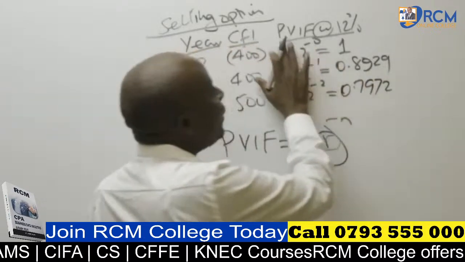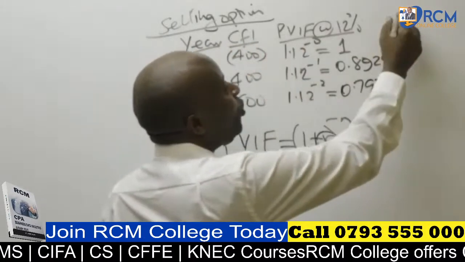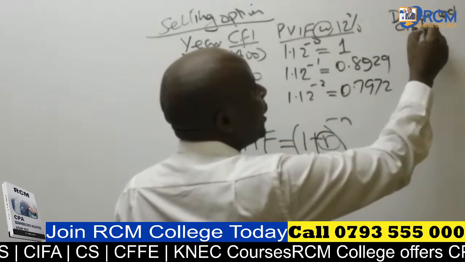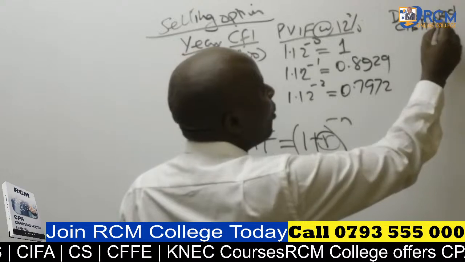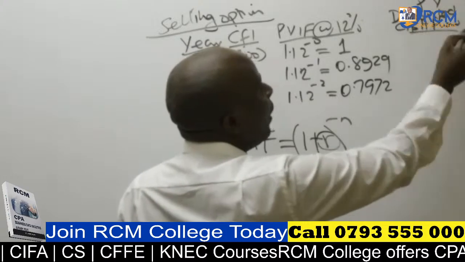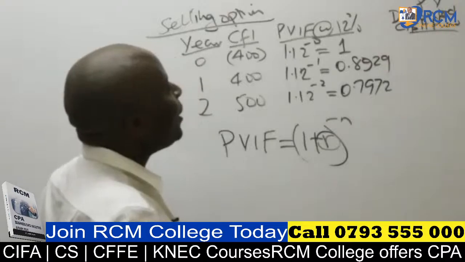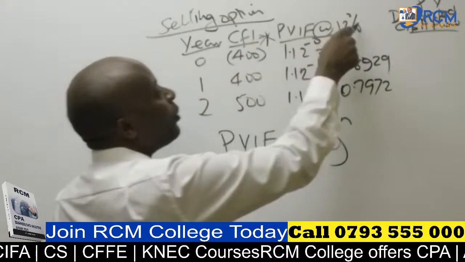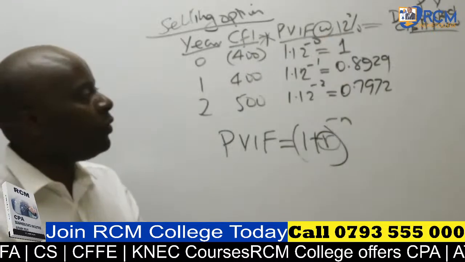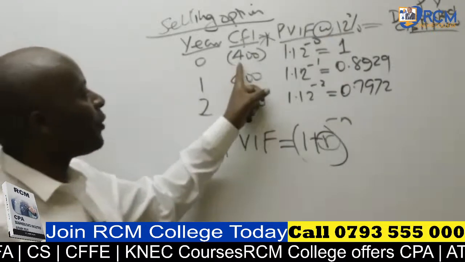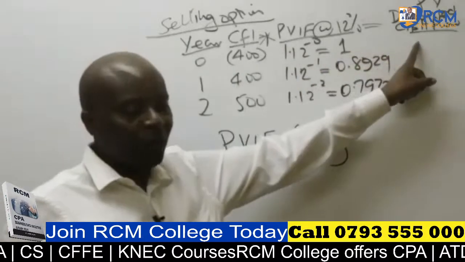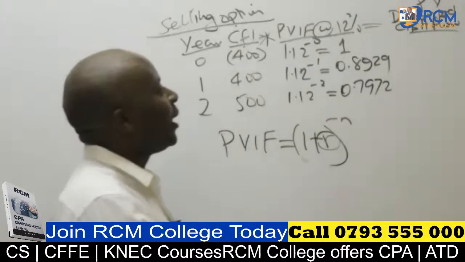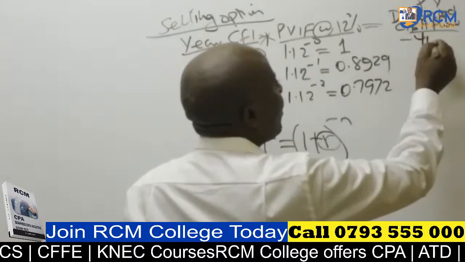0.7972. Now, the moment I have these discounting factors, I need to create the last column of discounted cash flows, or what we call the present values. To get the present values, I take the cash flows and multiply them with the PVIFs. So we have minus 400 times 1. You give me a figure to write. That one, I know the answer: minus 400.